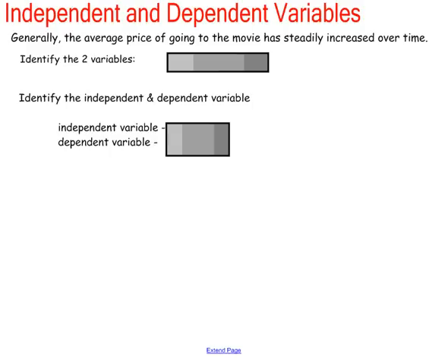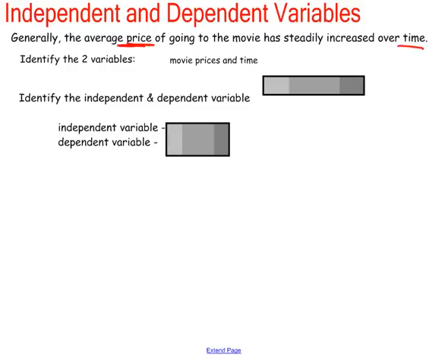Generally, the average price of going to the movie has steadily increased over time. So I want you to identify the two variables here. And my two variables would be price and time. Movie price and time. So now, knowing my two variables, which one is my independent variable and which one is my dependent variable? Which one depends on the other? The independent variable is your time, and the dependent variable is the movie price.